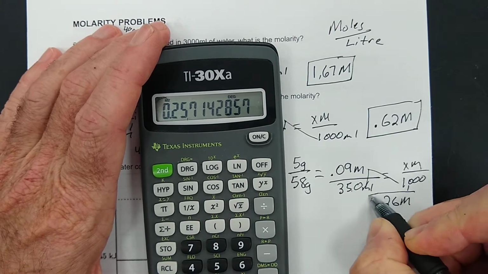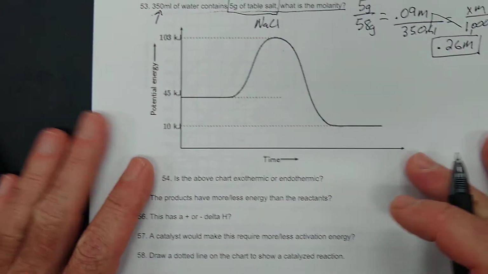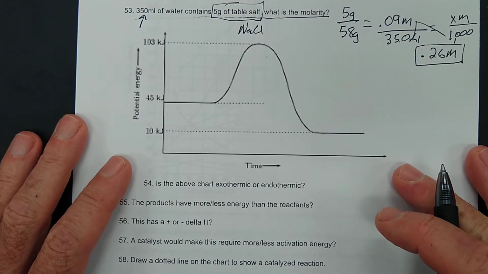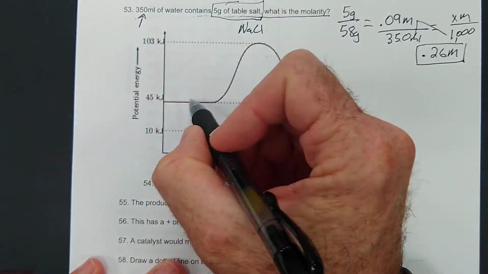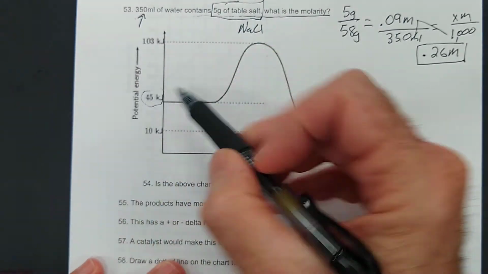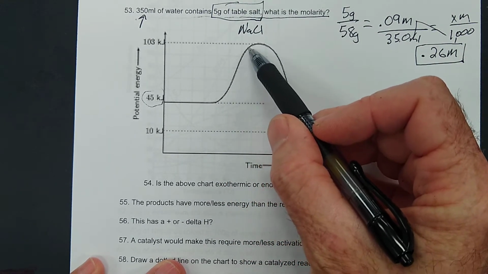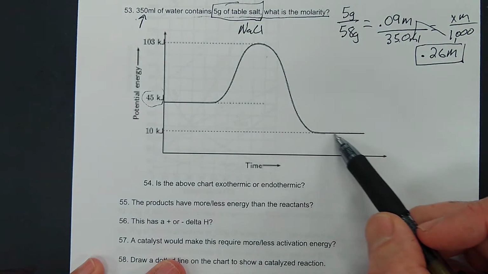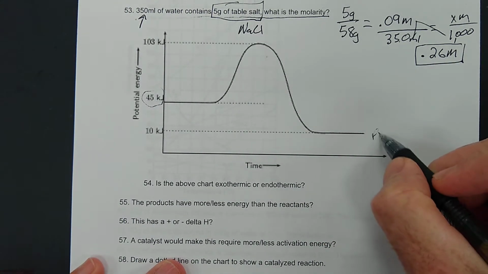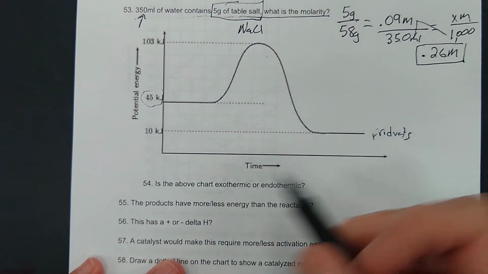0.26 molar. Excellent. Now let's look at this graph here. This is the energy contained in the reactants. And then it absorbs energy before the reaction starts to take place. Then as the reaction takes place, it ends down here, and the products have less energy than the reactants.